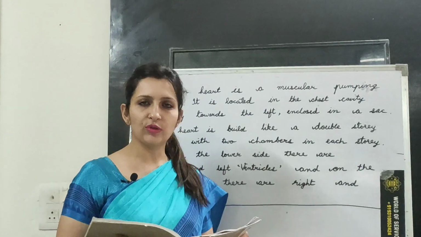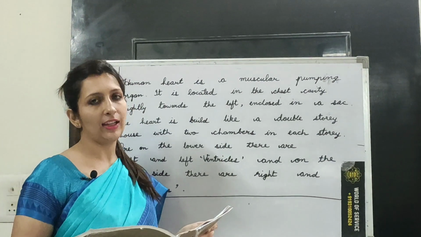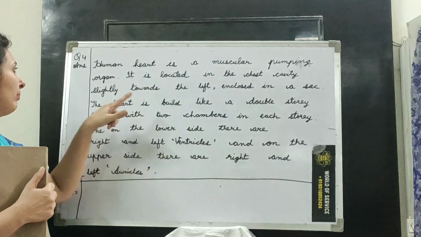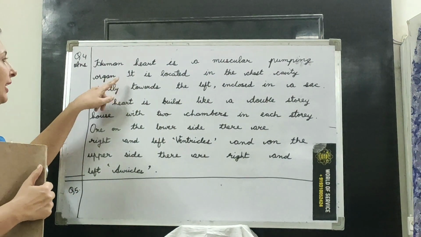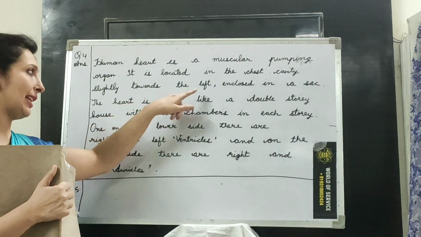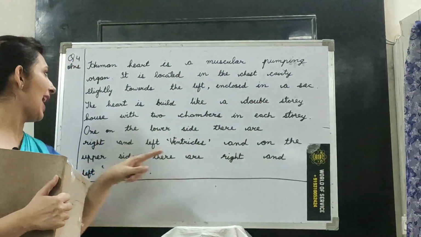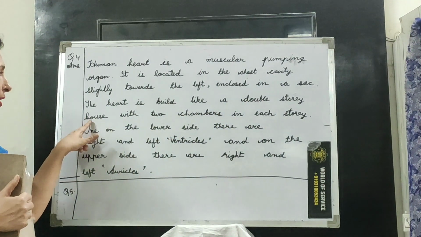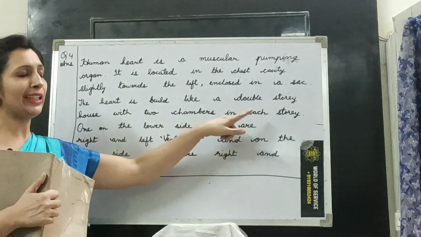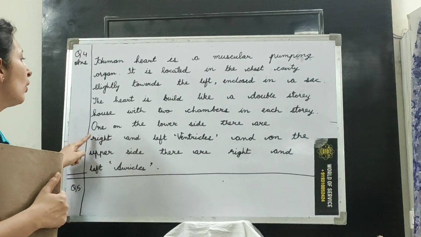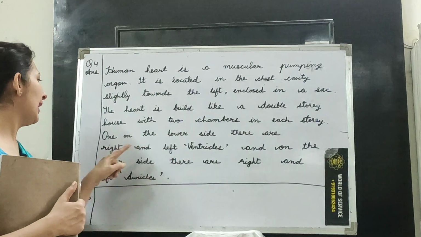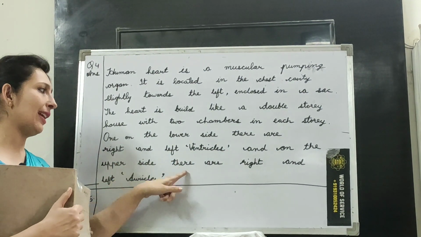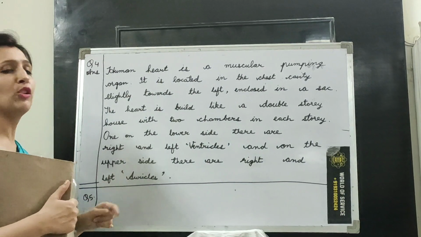Then come to the fourth question now. Describe the structure of the heart. Okay, so the human heart is a muscular pumping organ. It is located in the chest cavity, slightly towards the left. Enclosed in a sac, the heart is built like a double-story house with 2 chambers in each story. On the lower side, there are right and left ventricles, and on the upper side there are right and left auricles.